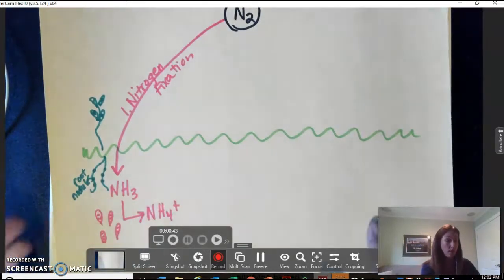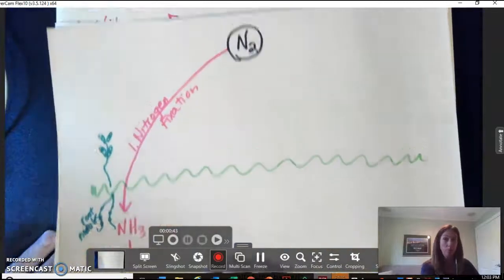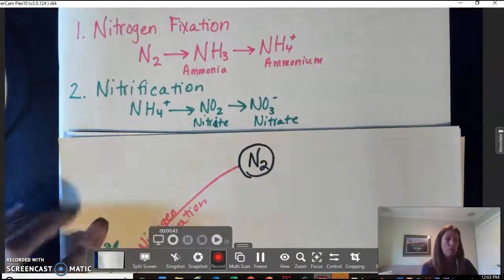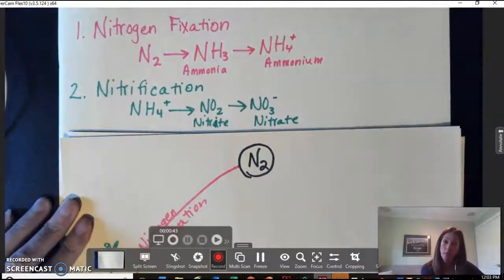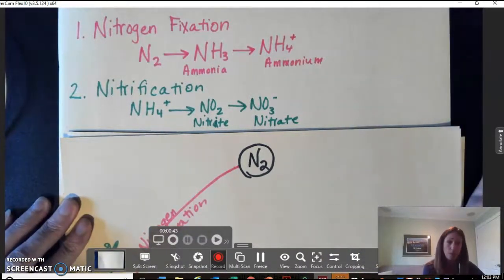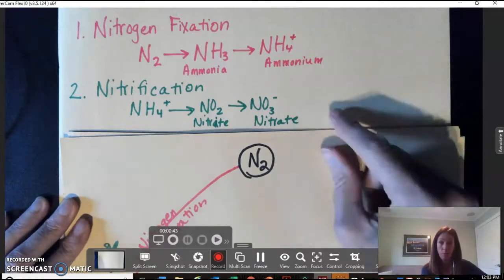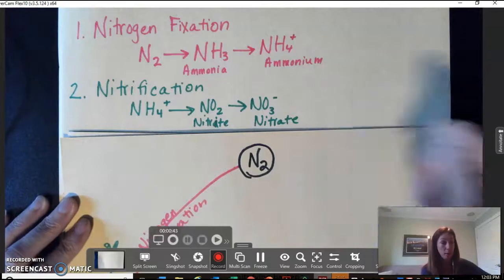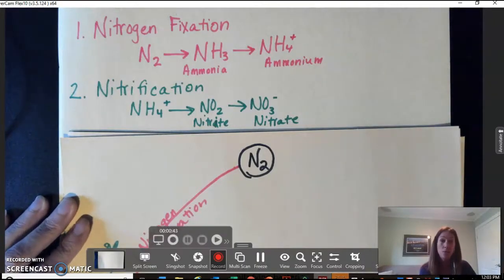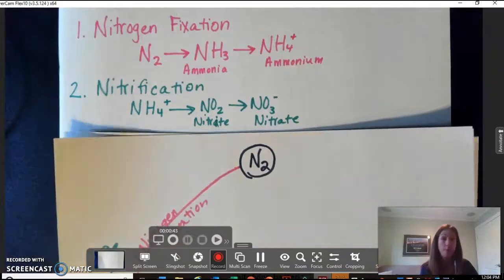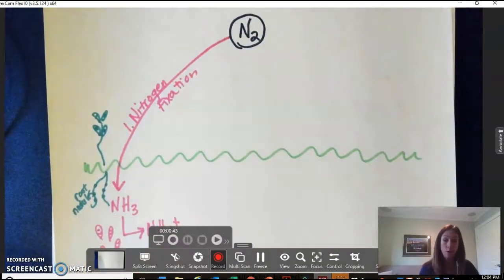Now there's also a second step that we'll go through, and that second step is nitrification, because this ammonium, while it can be used by plants, is not the most efficient way. The best nitrogen form for plants is actually nitrate, and that's why you find nitrate in our fertilizers. So there's a second step that converts that ammonium to nitrates, and that is also done in our soils.